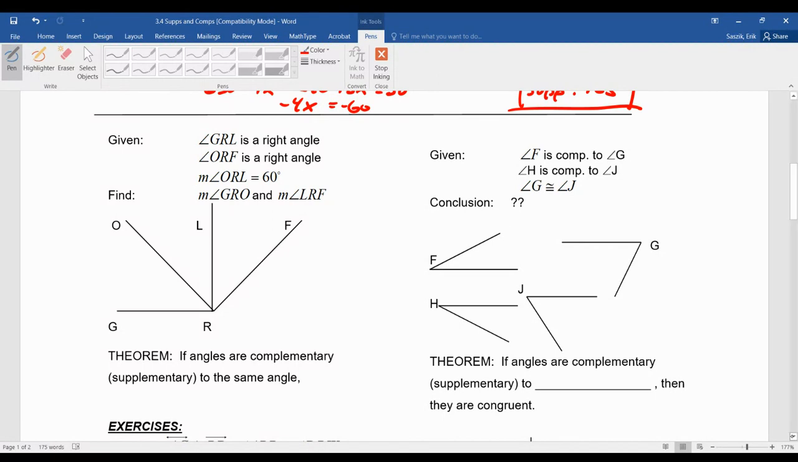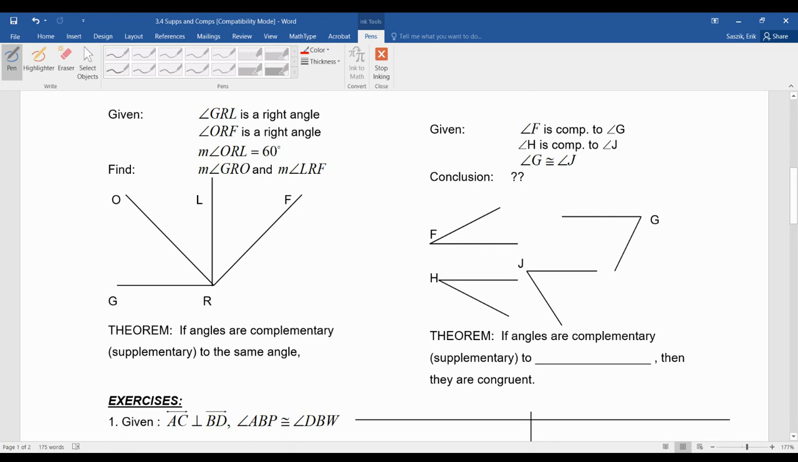So take a look at this. This is just kind of to help with your understanding. If this is a right angle, and then this is a right angle as well, okay, that means they both measure 90, of course. Well, that means that it goes on and tells us that ORL is 60, so that means 30 and 30. So these little outer angles ended up being both 30, they end up being congruent.